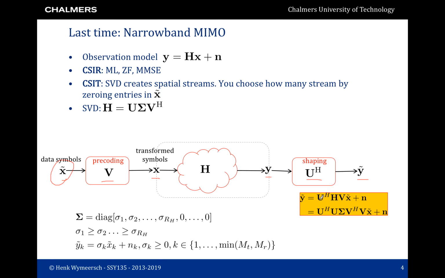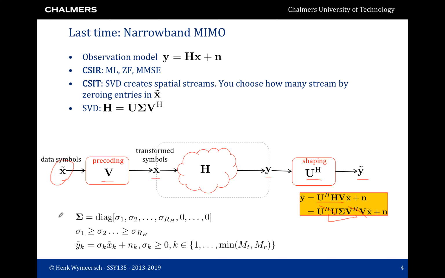We see that Y tilde can be related to X tilde using the concatenation of these matrices. We can substitute H for its singular value decomposition. This is shown here. Now, since U and V are unitary, U Hermitian U is an identity, as is V Hermitian V. This means that Y tilde is a diagonal matrix times X tilde plus noise.